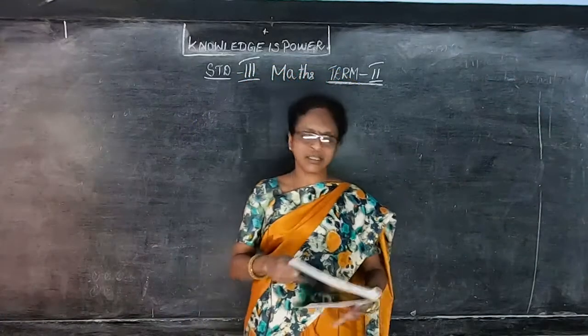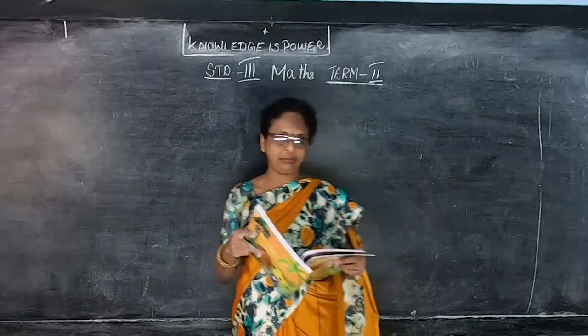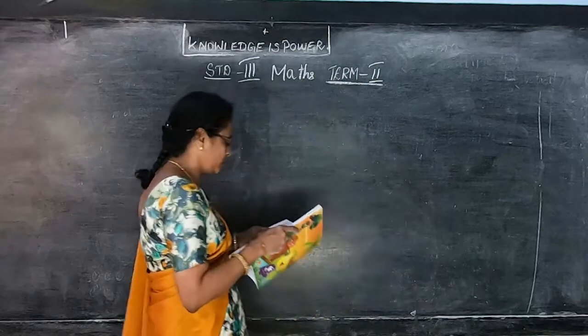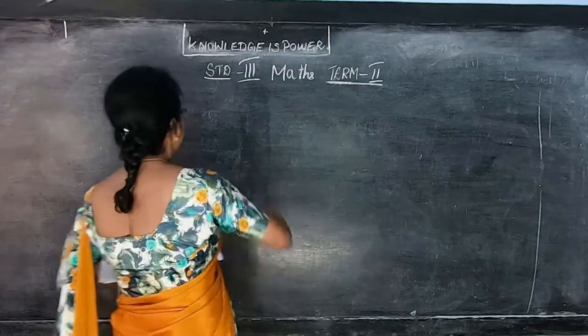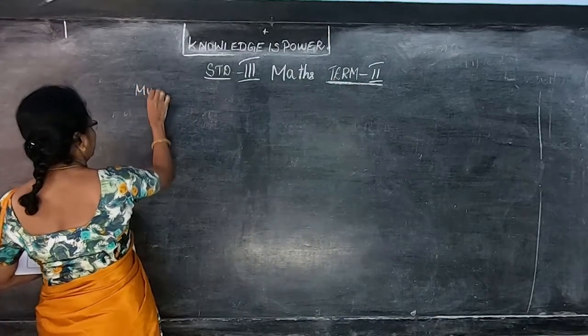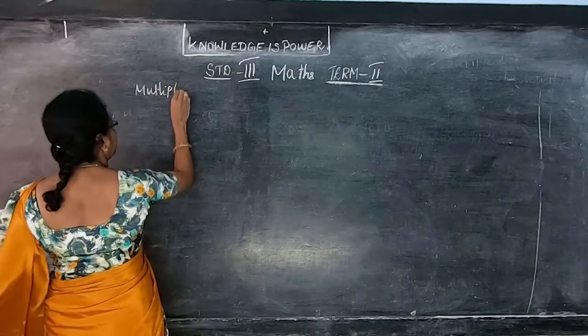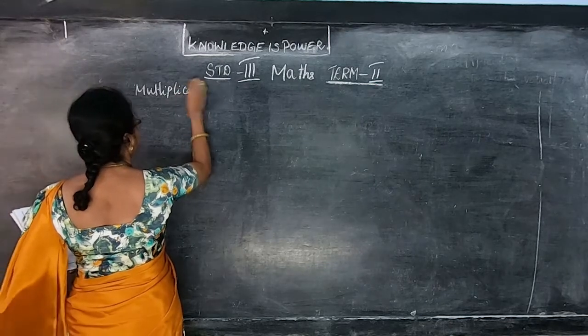Okay children, in the last class we have seen about the 2 tables. So now we are going to see about the 3 tables. You know the tables. So in this, multiplication of table 3.